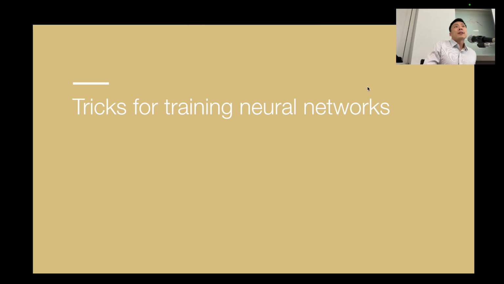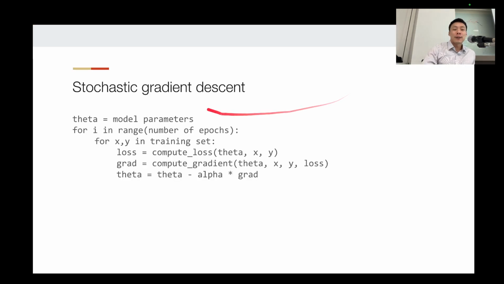Training, yay. Training a neural network is kind of tricky because we do so many hacks. So it's going to be a bit tricky. First, we use stochastic gradient descent. The training loop will look something like this. Suppose that theta is the model parameters. Then for each epoch, we iterate over each row in the training set.